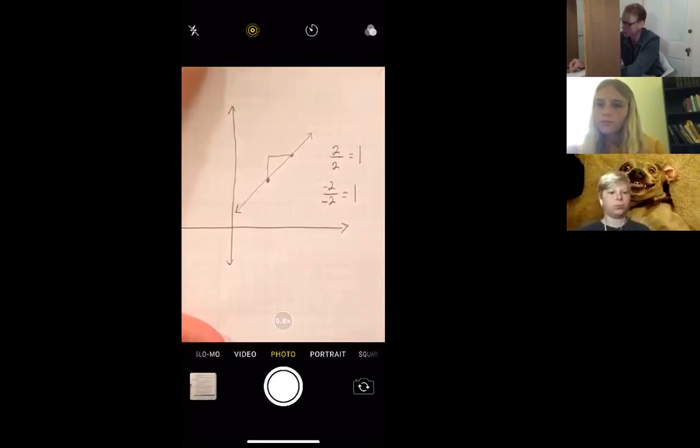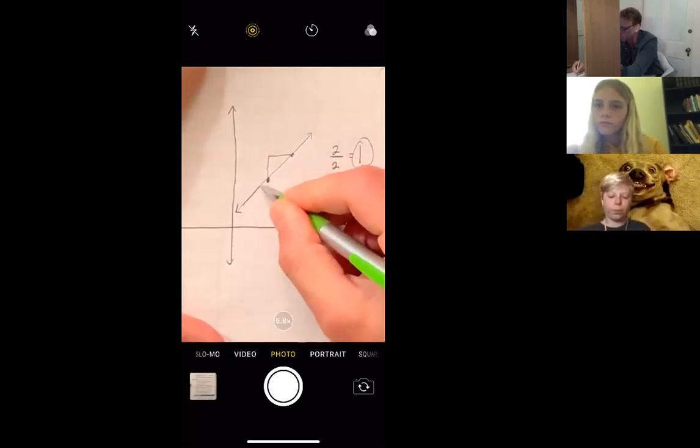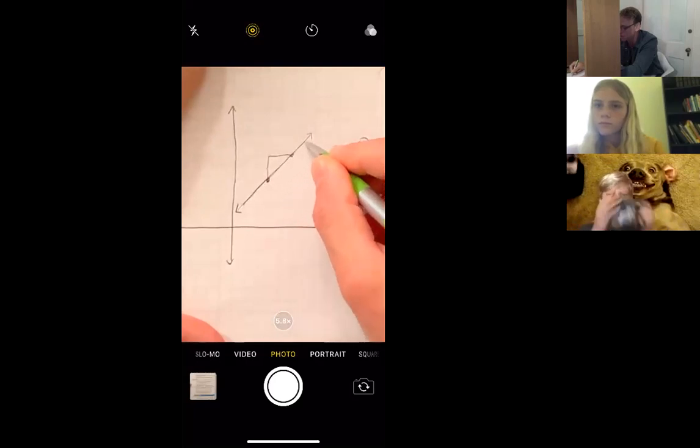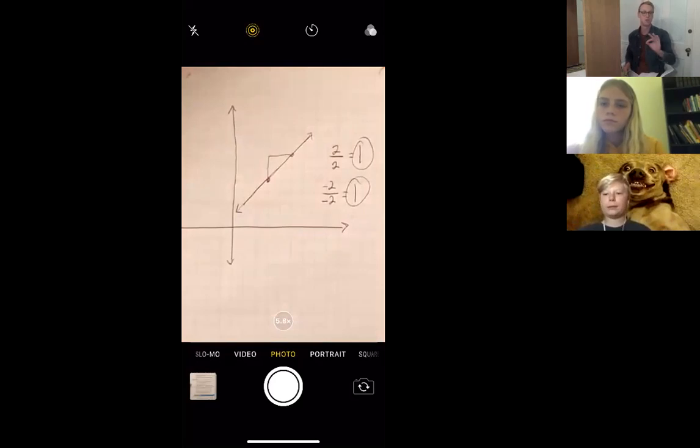And then the other thing I want to show you is if you have a slope of 1, it's going to go perfectly between these squares. Do you see that? You see how it goes diagonal perfectly? So a slope of 1 is going to be a perfect 45-degree angle. Okay?